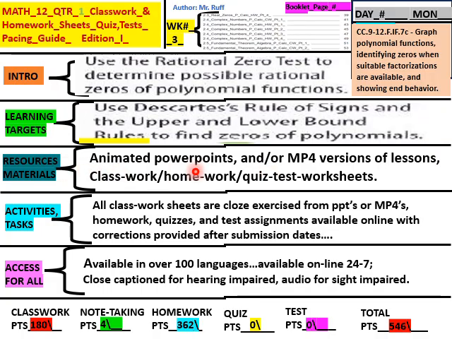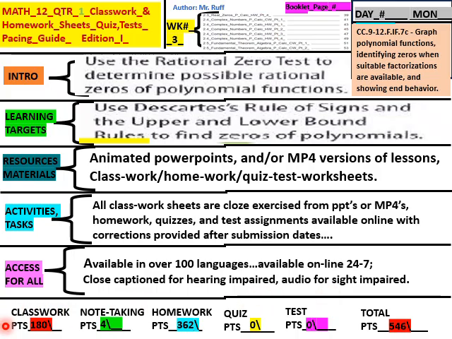Resources, materials: animated PowerPoints, MP4 versions of lessons, classwork, homework, quiz, test, worksheets, activities, and tasks. All class worksheets are closed exercised from PowerPoints or MP4s, homework, quizzes, and test assignments available online with corrections provided after submission dates, and then access for all, available in over 100 languages, available online 24/7, closed caption for hearing impaired, audio for sight impaired.